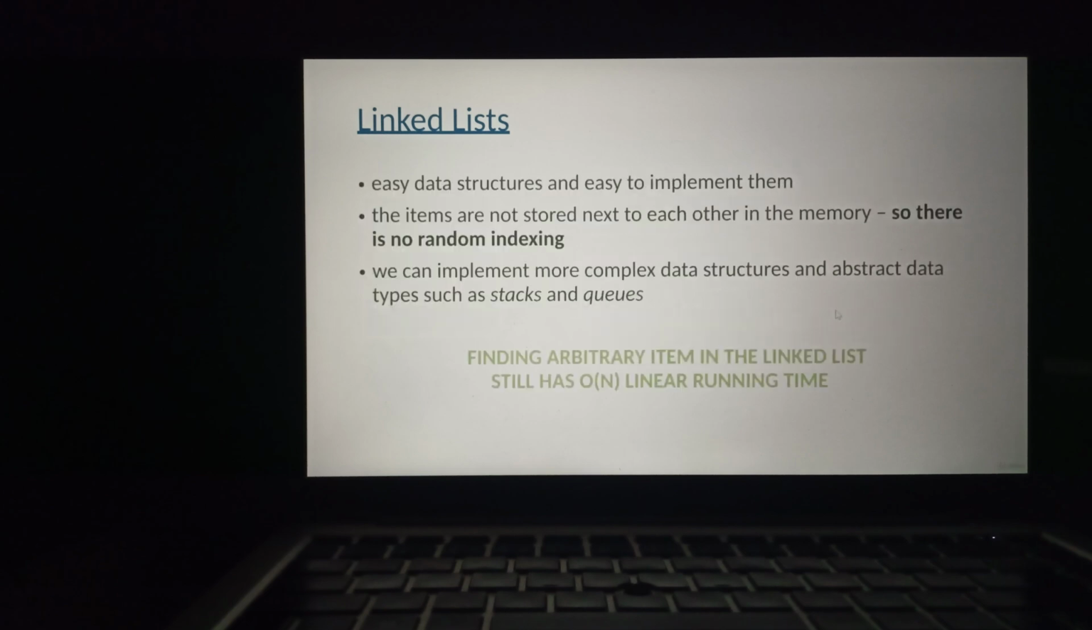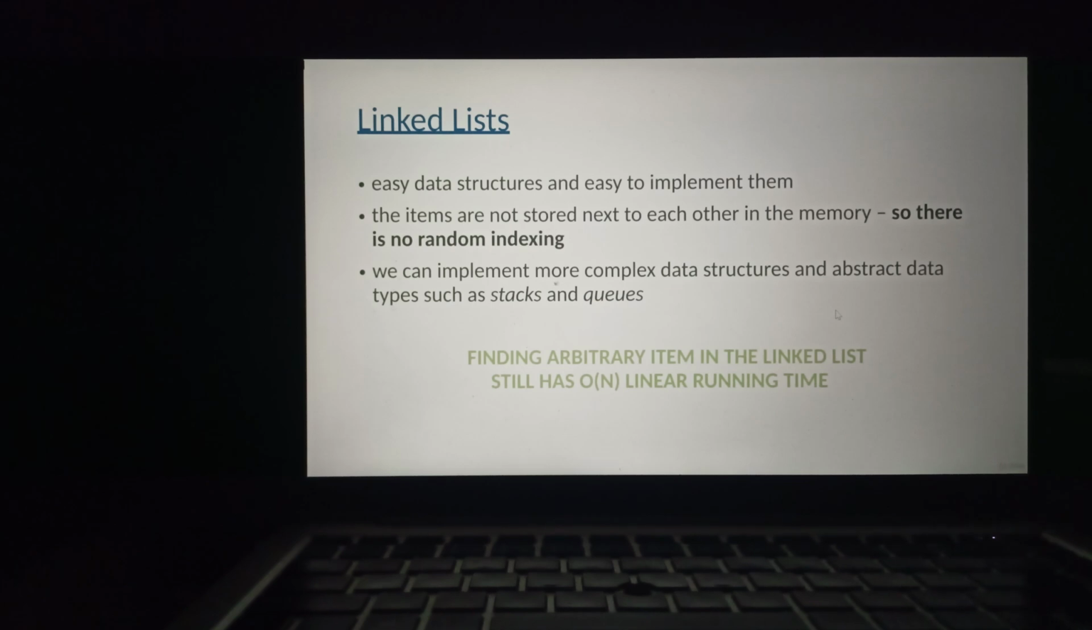So it is quite easy to understand and it is quite easy to implement. What's crucial, the items are not stored right next to each other in the main memory, so there is no random indexing. So we are not able to access the given items based on given indices in O(1) constant running time complexity, and this is one of the main disadvantages of linked lists. So as far as arrays are concerned, we have random indexing, but it is not true for linked lists, because the items are not stored right next to each other in the memory.